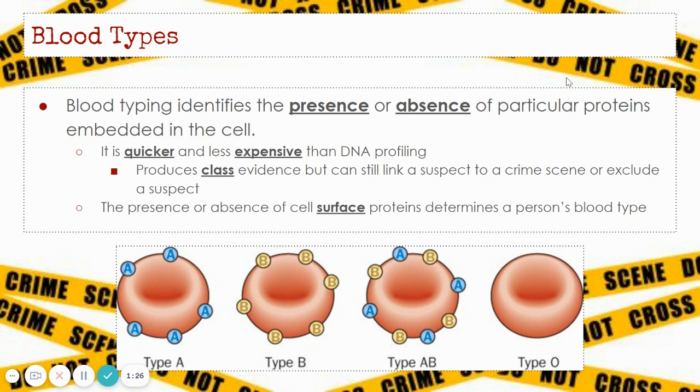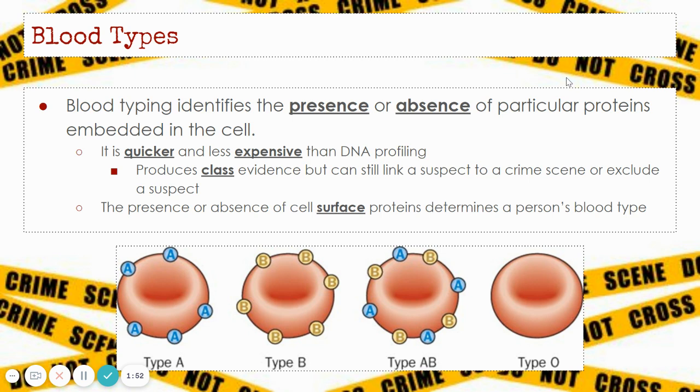Blood typing is going to identify the presence or absence of particular proteins that are embedded in the cell. Like I said, this is a quicker and less expensive test than DNA profiling, and it produces class evidence, but it can still be used to link a suspect to a crime scene, or it can exclude a suspect. So what blood typing is looking for is the presence or absence of cell surface proteins. That's what determines your blood type.